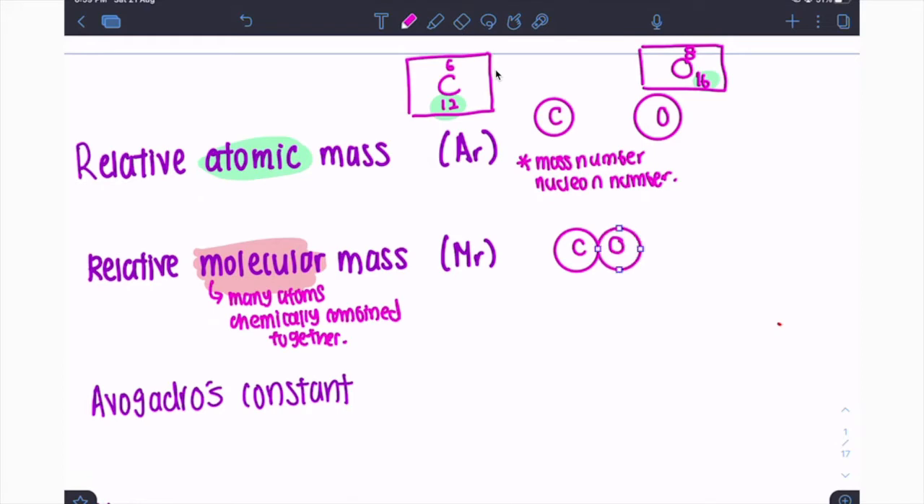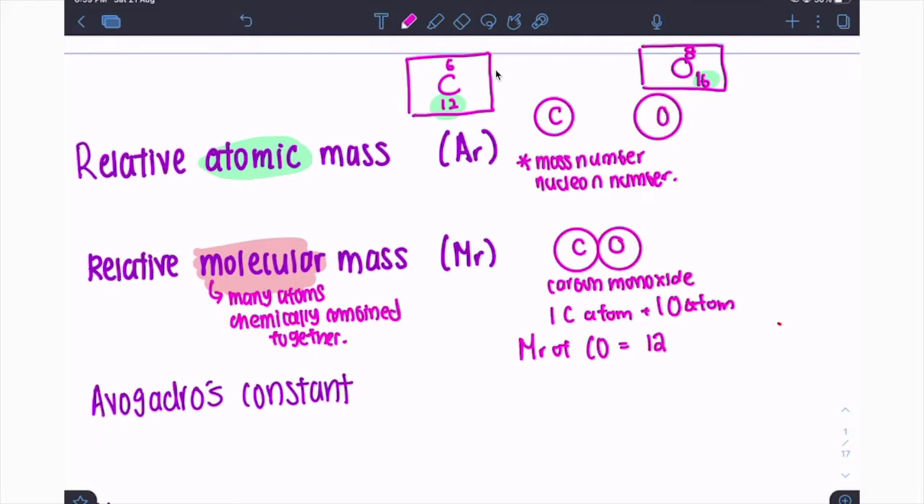Like, for instance, over here I've drawn carbon monoxide. Carbon monoxide is made up of one carbon atom and one oxygen atom, so I can call them a molecule. But what is the mass of this molecule? To figure this out, we have to calculate the sum of the mass of each atom. So for carbon monoxide, I have one carbon atom and one oxygen atom. So the Mr of carbon monoxide is simply the mass of carbon plus the mass of oxygen. In total, I get 28. So this should be simple.